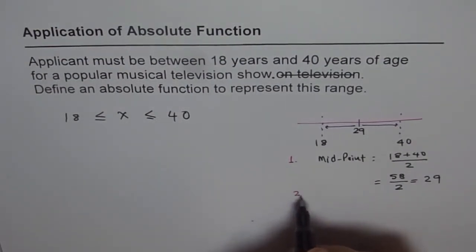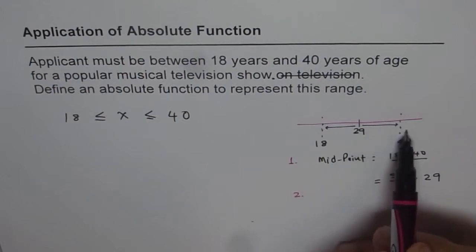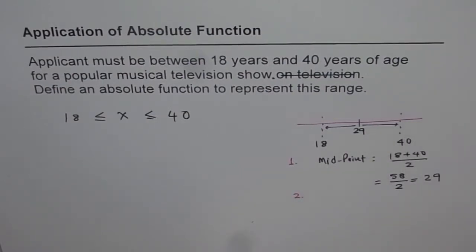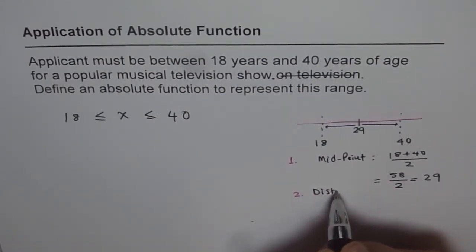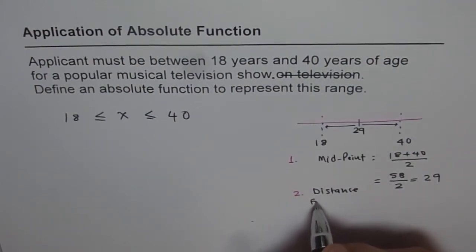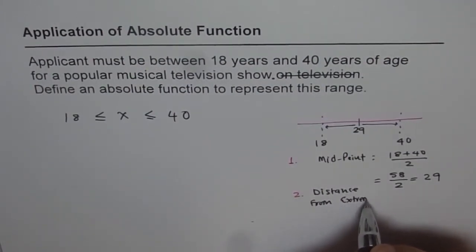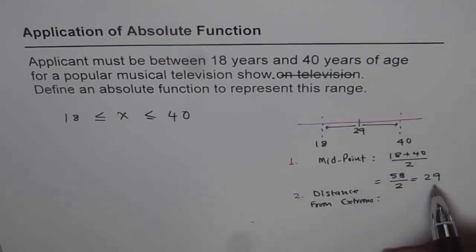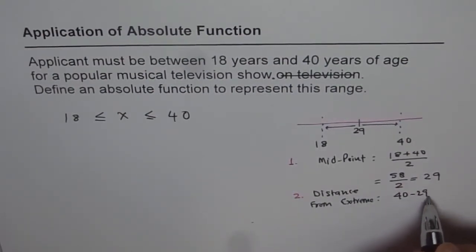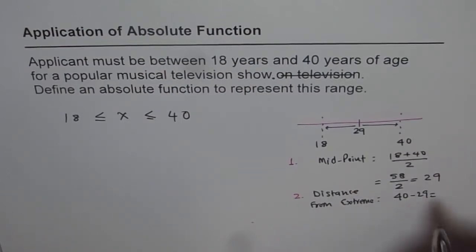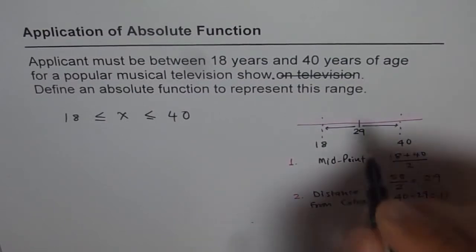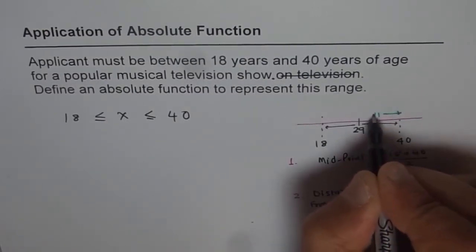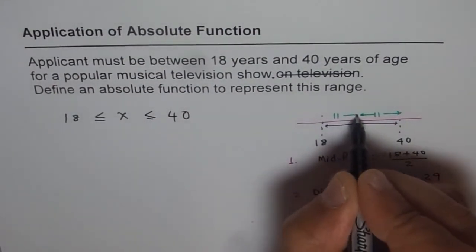And the second step is how far the midpoint is from the other extremes. So that is the distance from the extreme. Let's find the distance from the extreme. You can do 40 minus 29. 40 minus 30 is 10, so it's 11. So this distance from 29 to 40 is 11. Both sides, it could be 11.